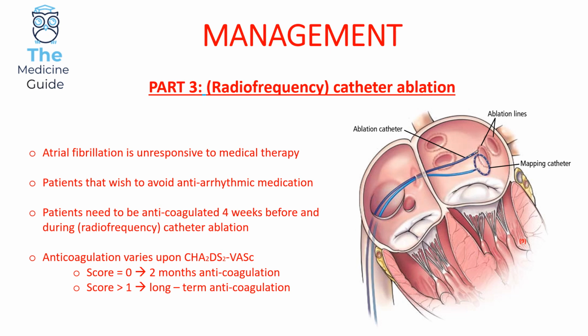Patients will need to be anticoagulated 4 weeks before the catheter ablation and also during the catheter ablation. Anticoagulation in these patients will vary depending on the CHA2DS2-VASc score. If the score is equal to 0, these patients will need 2 months of anticoagulation. If the score is greater than 1, these patients will need long-term anticoagulation. The complications of catheter ablation include an ischemic stroke, cardiac tamponade, and pulmonary valve stenosis.